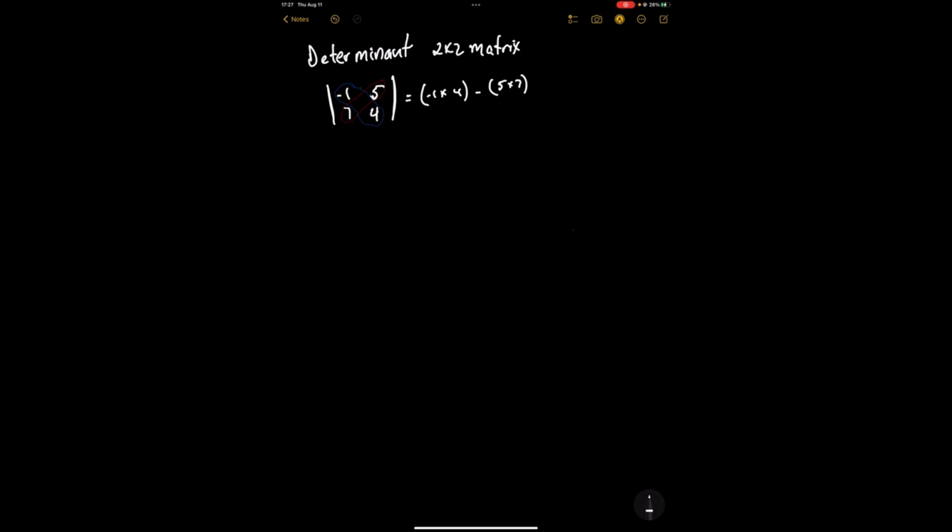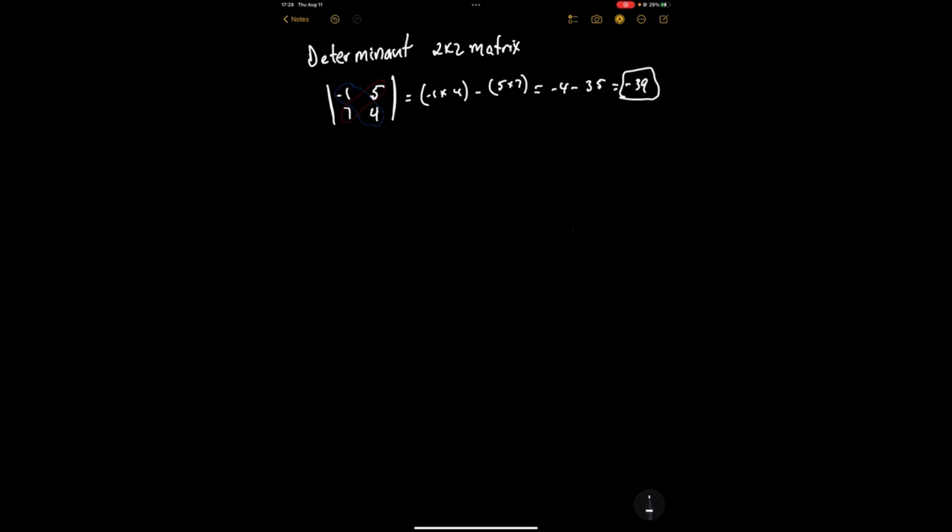You multiply the first diagonal from left to right, so negative 1 and 4, and then you subtract the second diagonal from that one. So what would that equal? That would be negative 4 minus negative, or minus 35, because that's a positive, that's negative. So that would be equal to negative 39. And this is the determinant for a 2 by 2 matrix. That's all you have to do. Now, know your terms. When they say find the determinant of a 2 by 2 matrix, you should know that's exactly what you need to do.